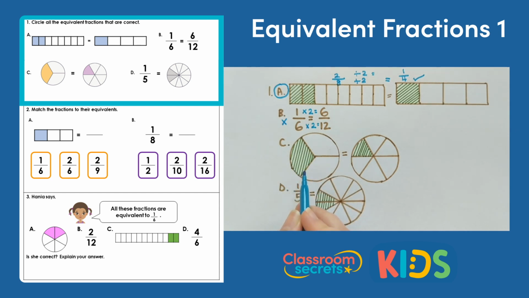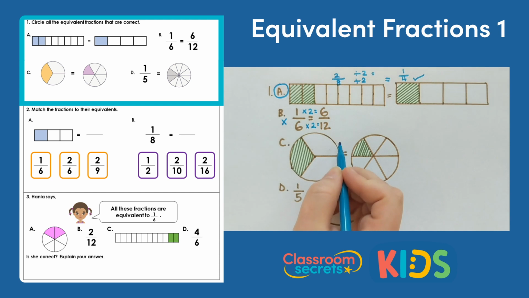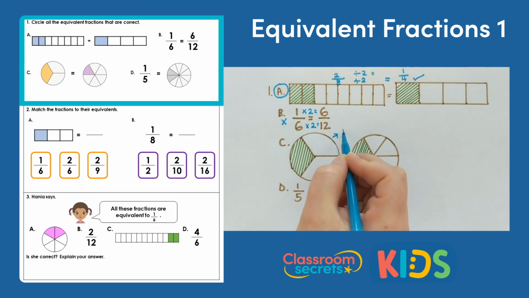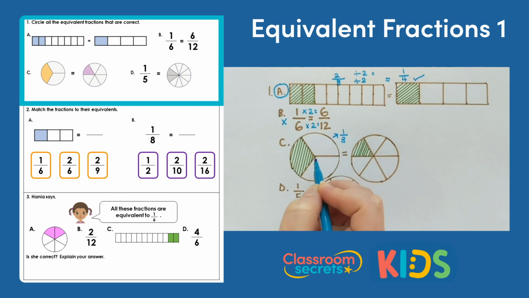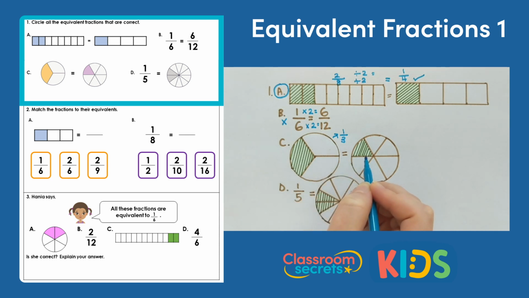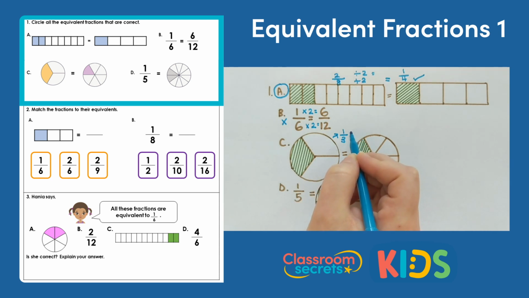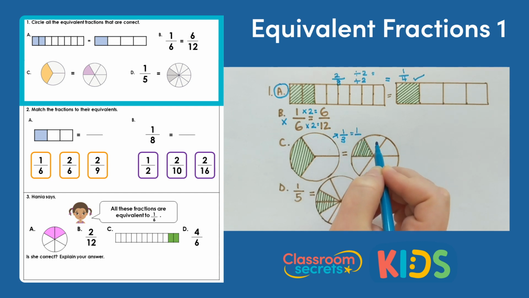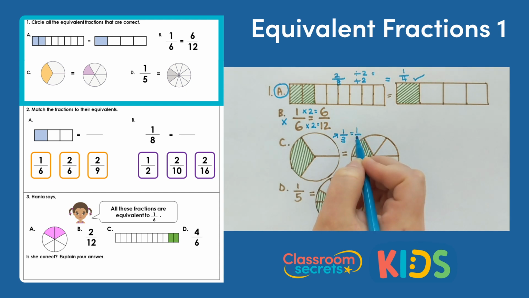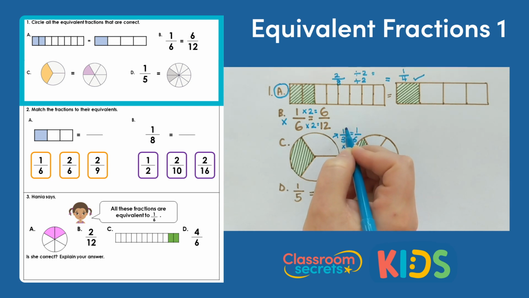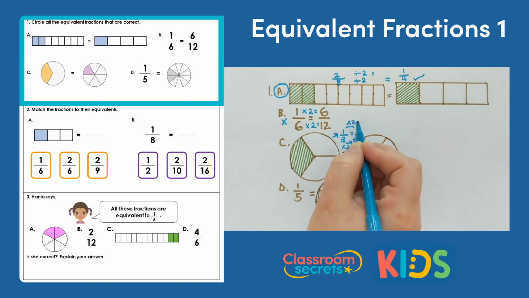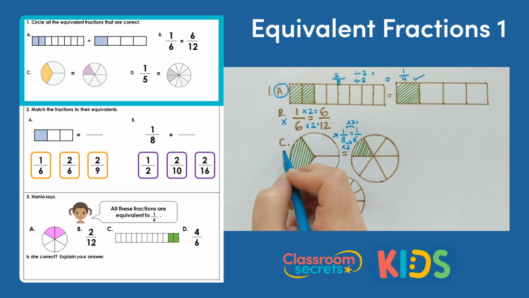C, I have 2 more shapes to compare. Here I can see that 1 out of 3 parts has been shaded in this circle, and in this circle 1 out of 1, 2, 3, 4, 5, 6 has been shaded. I know that 3 times 2 equals 6. If I do the same up here, 1 times 2 does not equal 1, so these are not examples of equivalent fractions.